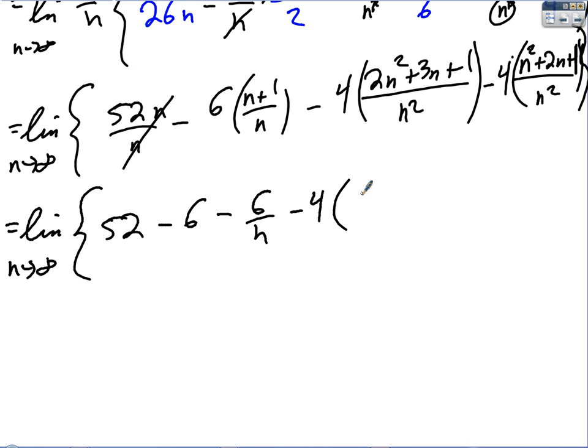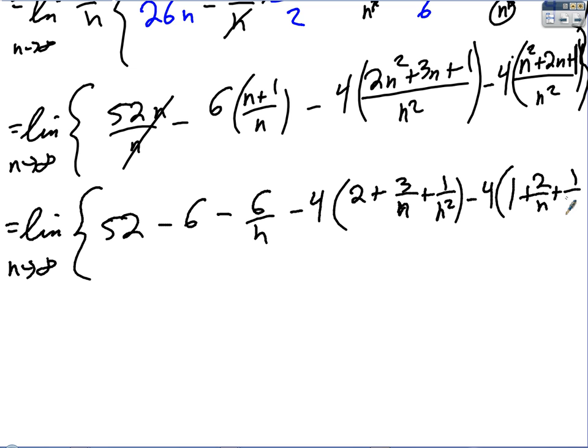4 times the quantity 2 plus 3 over n plus 1 over n squared, minus 4, and then I'm going to get times the quantity 1 plus 2 over n plus 1 over n squared. And now we can start to really clean things up, because what's going to happen when we take our limit? Everything in the denominator is going to be 0. Yeah, good. As n explodes, the denominators of all those fractions with powers of n in the bottom explode, and the fractions go to 0, right?